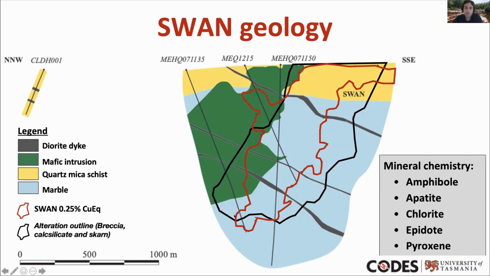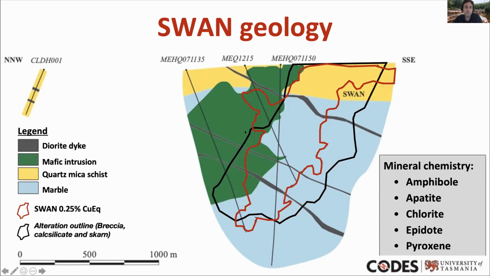And most of the SWAN deposits are hosted in that blue unit, which is the marble in this area. The other thing you can see on the screen is that black outline sitting outboard of the red outline. This is the alteration outline. It is anything in the core logging from China that was described as breccia, calc-silicate, or skarn, combined together to form an alteration halo.